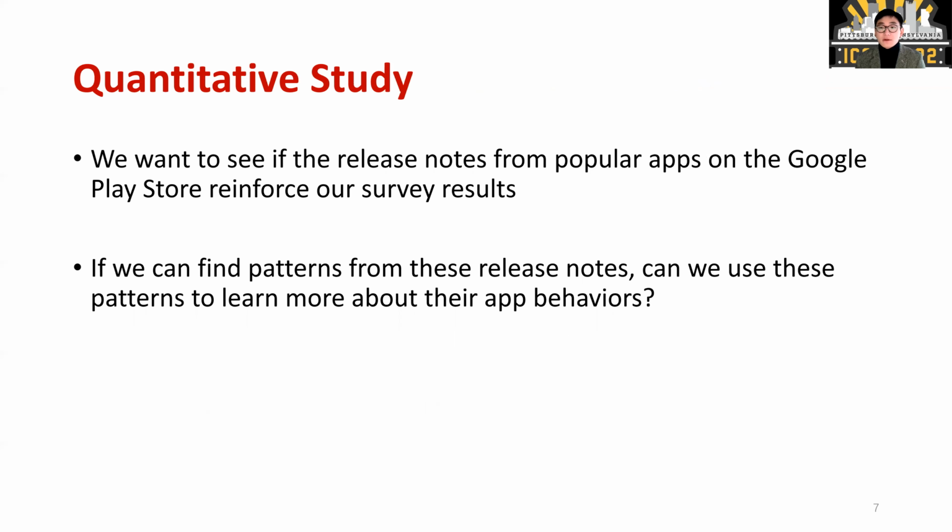So now that we have some survey results that seem promising and seem to motivate our research, we want to see if data from the top 2,000 apps on the Google Play Store support the survey developers' responses. We also want to use the data available from existing apps to see if we can identify if different types of patterns can be correlated to different types of app behaviors.